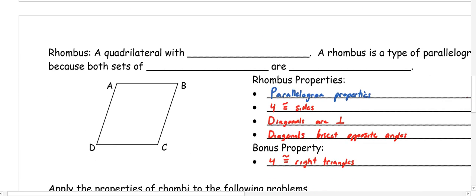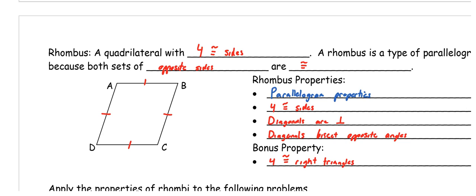The next shape we're going to look at is a rhombus. A rhombus is a quadrilateral with 4 congruent sides. So instead of 2 sets of sides being congruent, they're all congruent. There's one side length that's in common with all of them. A rhombus is still considered a parallelogram because both sets of opposite sides are congruent.